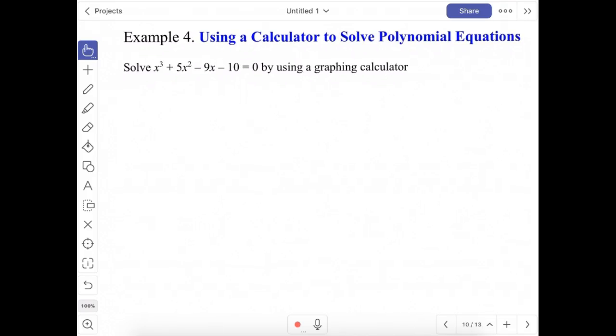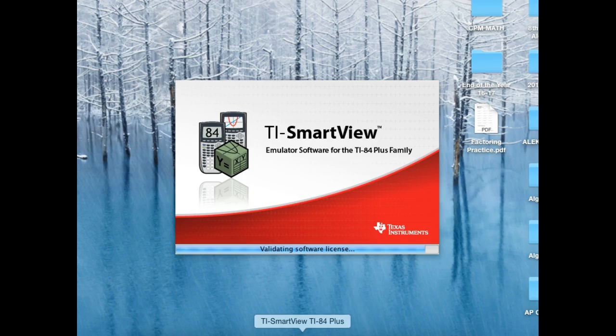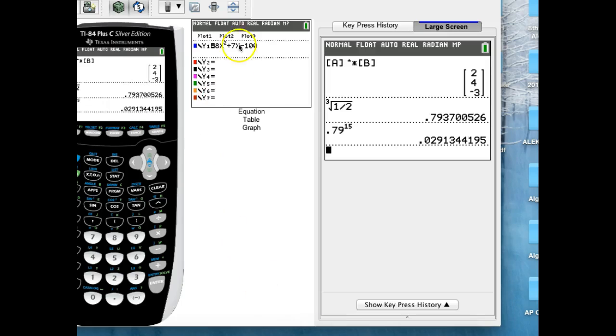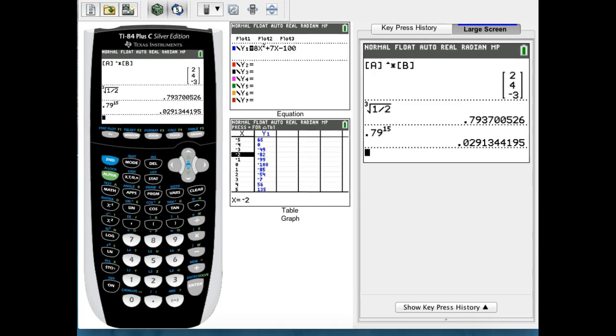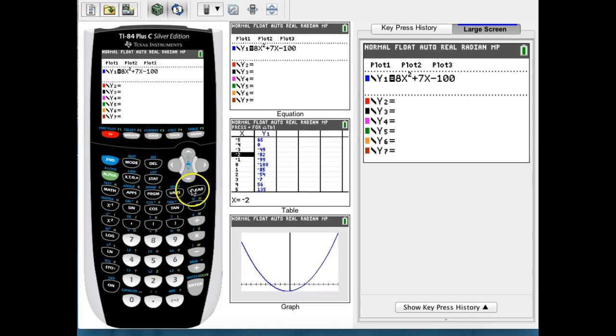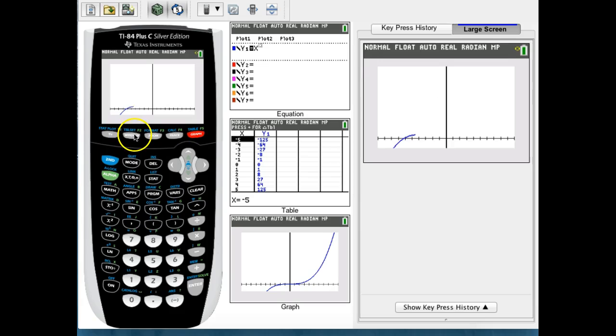All right, and then using a calculator. So we also know how to do this, if you're using a graphing calculator. Let me move this over. Our next example, our equation is x cubed plus 5x squared minus 9x minus 10. And again, we're interested when that is equal to 0.